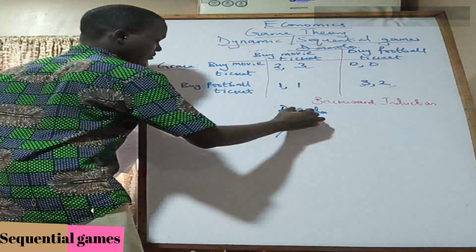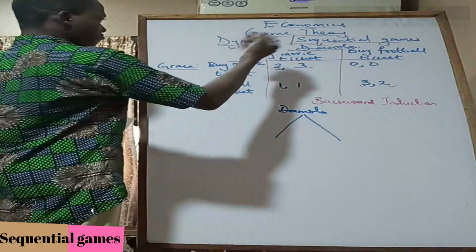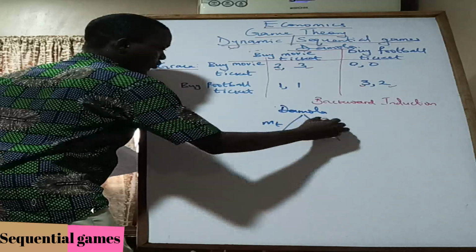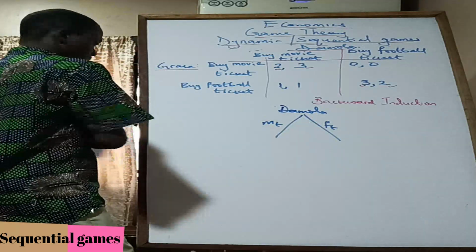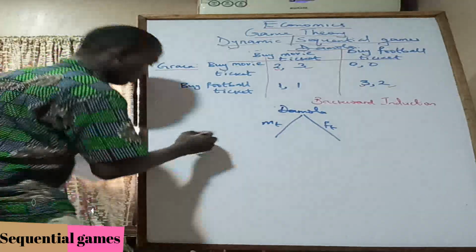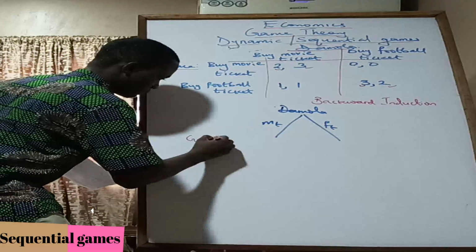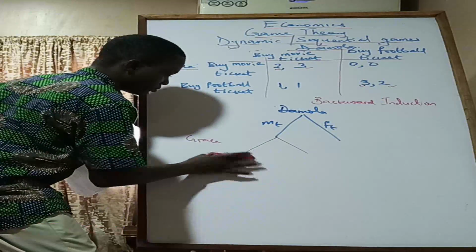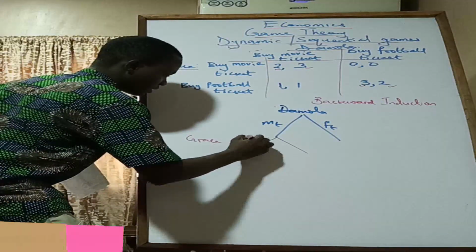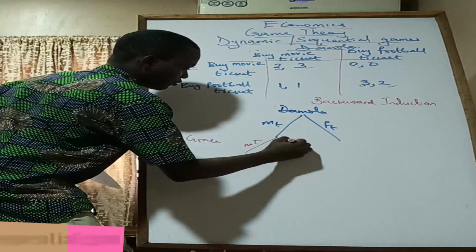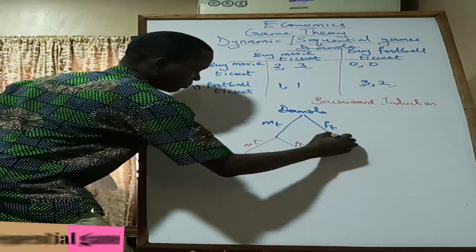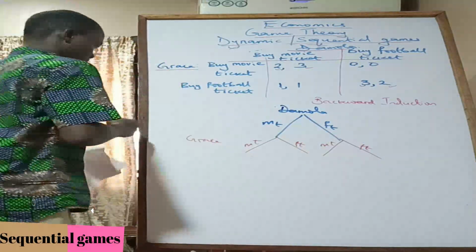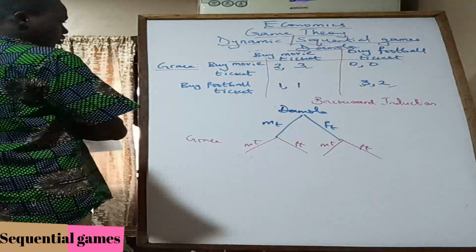She can do 2 things. So Damola could buy a movie ticket, or she could buy a football ticket, right? And based on that, Grace could respond by buying a movie ticket as well, by buying a movie ticket and buying a football ticket, or buy a movie ticket here and buy a football ticket here. So let us gather their payoffs.